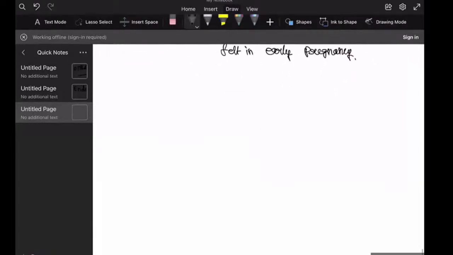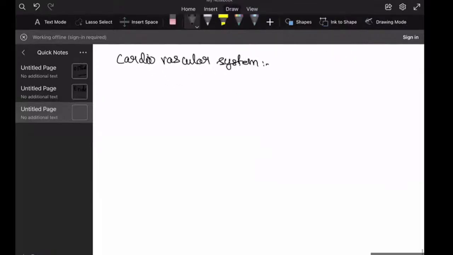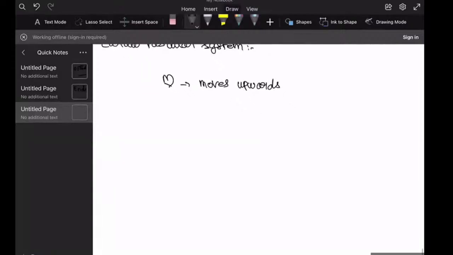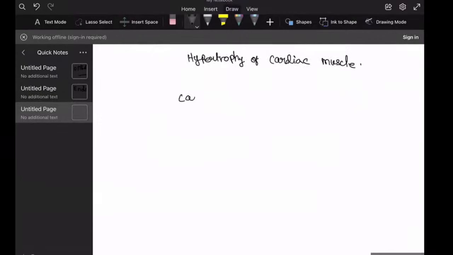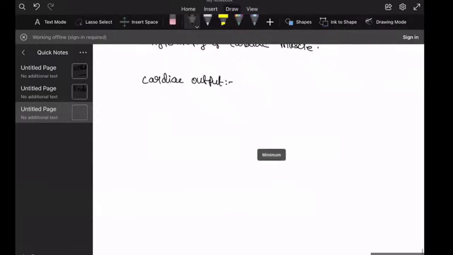Then we go for the CVS, cardiovascular system. Heart moves upwards. There is also hypertrophy of the cardiac muscle. What happens to the cardiac output? Increases. Very good.